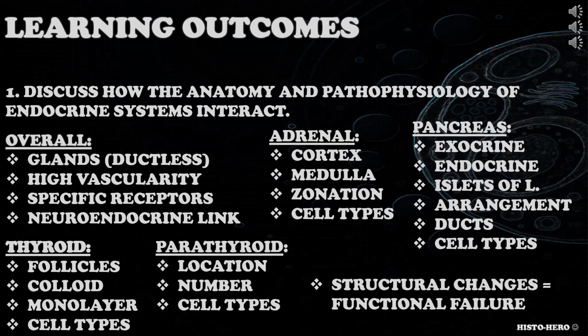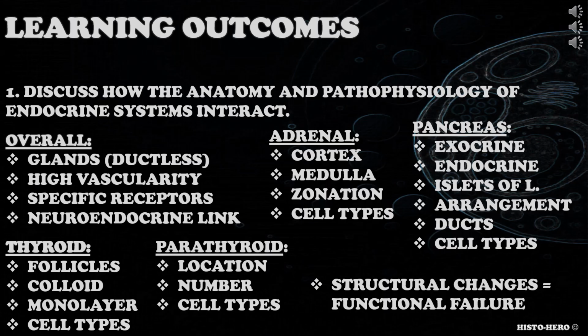What is the anatomy and physiology of endocrine tissue? Overall, consider ductless glands, does not apply to pancreas, high vascularity, specific receptors, neuroendocrine link with hypothalamus and pituitary. Consider thyroid and follicles, single layer of squamous follicular cells, colloid, C cells parafollicular, pancreas and exocrine function via acinar cells, endocrine functions via islets of Langerhans, spatial arrangement of exocrine acini, their ducts and interspersed endocrine islets, parathyroid and locus that can vary. Number of glands, cell types present: adipocytes, chief and oxyphil cells, adrenal and cortex, medulla, zonation.